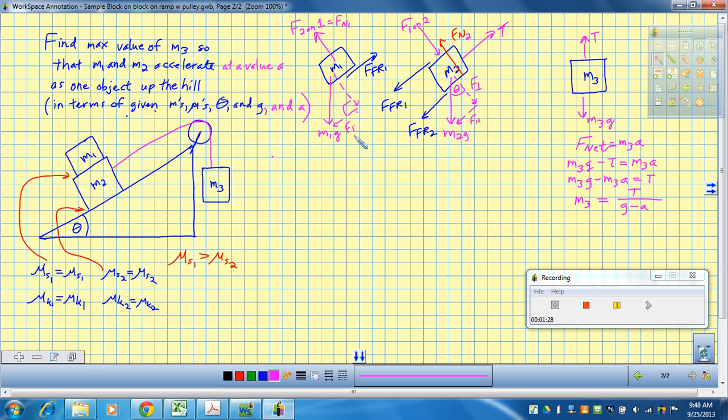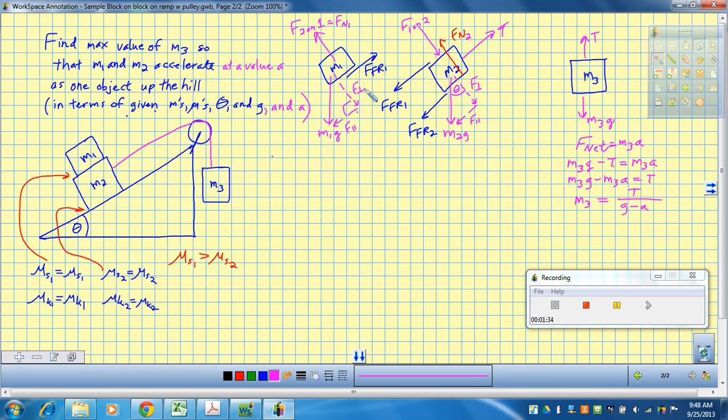Gravity would have a parallel component and a perpendicular component. That parallel component would be trying to make this block slide downhill. So we're assuming there's significant static friction such that this force of friction can not only balance this, but have enough left over to make it accelerate upward.